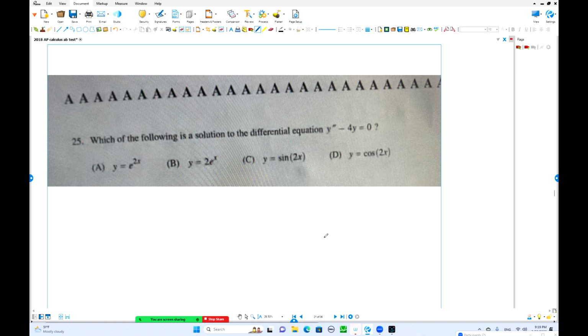Number 25. Which of the following is a solution to the differential equation? y second prime minus 4y equals 0, okay? y second prime minus 4y equals 0. So without, okay, these given options, it's a little hard. That is not separable. Okay, this one, we have to use some other different way. Are you okay with this?